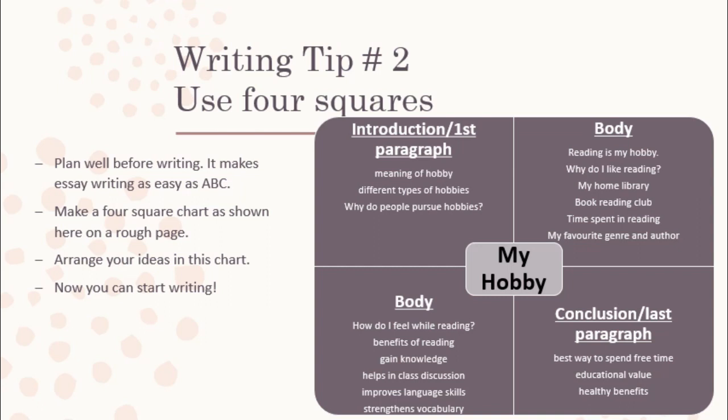In the second and third squares of this chart, I have written down all the ideas that will go in the body of the essay. And the last fourth square is dealing with all the ideas that I will discuss in the last paragraph or conclusion of my essay. You can either make a 4 square chart to plan your essay, or you can make a mind map to plan your essay.